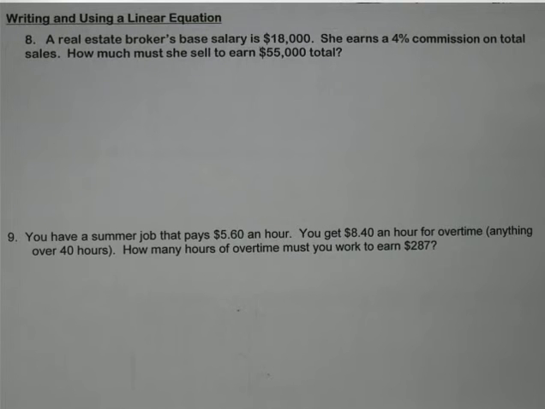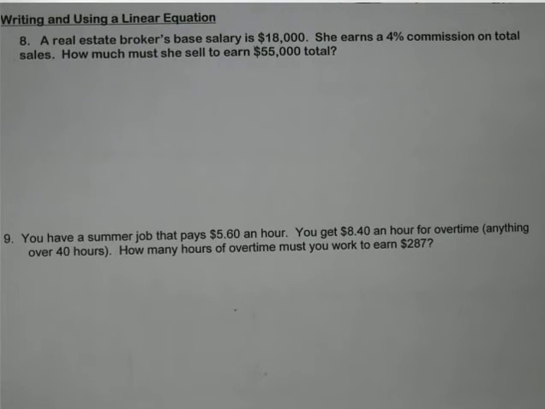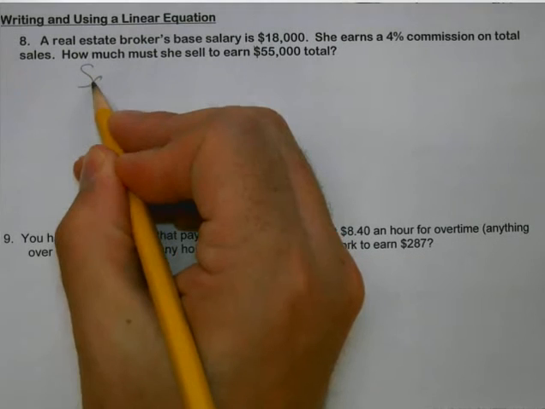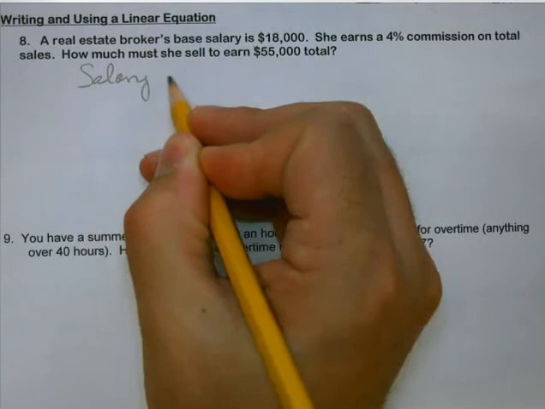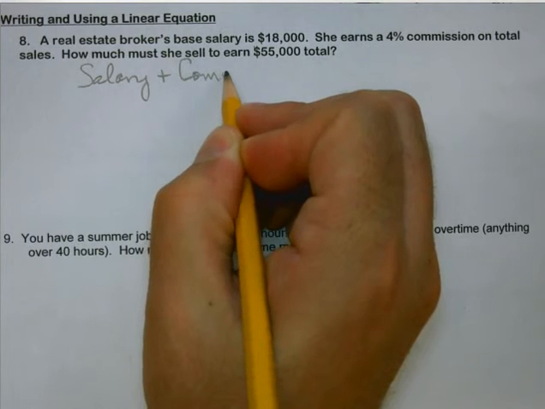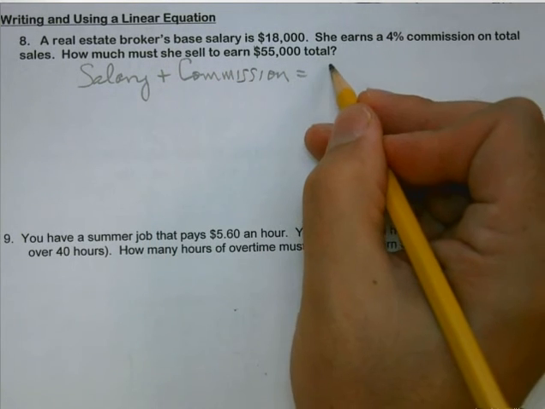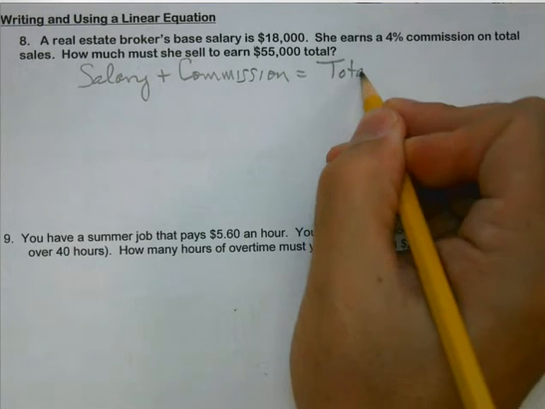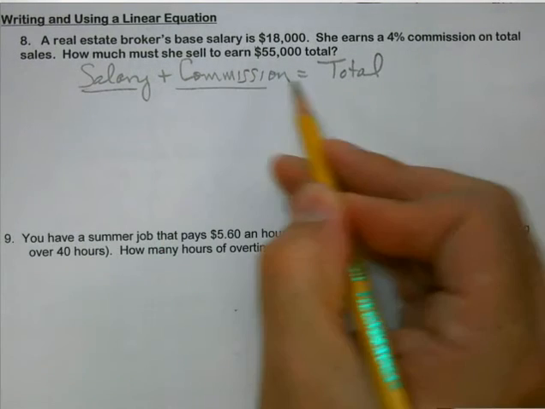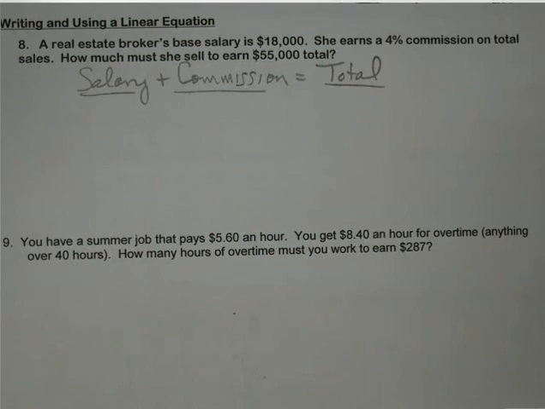When you're doing a problem like this, let's think about it word-wise first. Okay? We have a salary. To that, we're going to add whatever we make on commission, and that's going to be our total amount of money that we make. Okay, now that we've looked at it in words, now let's try to put the math part into this.